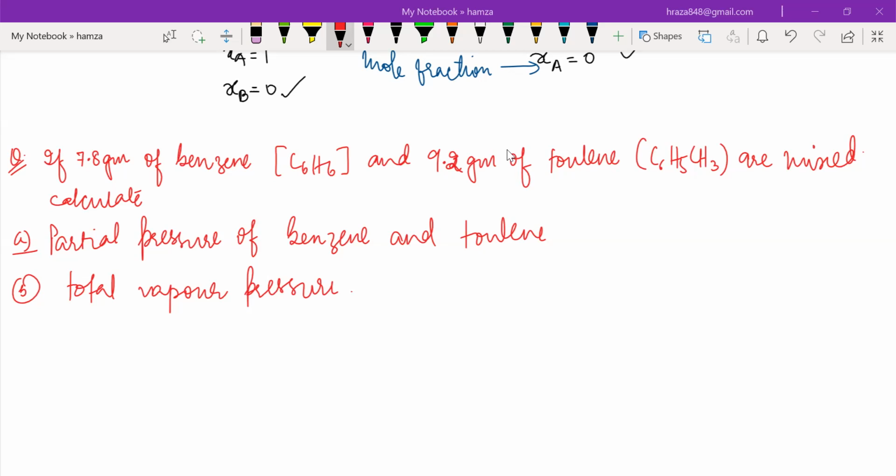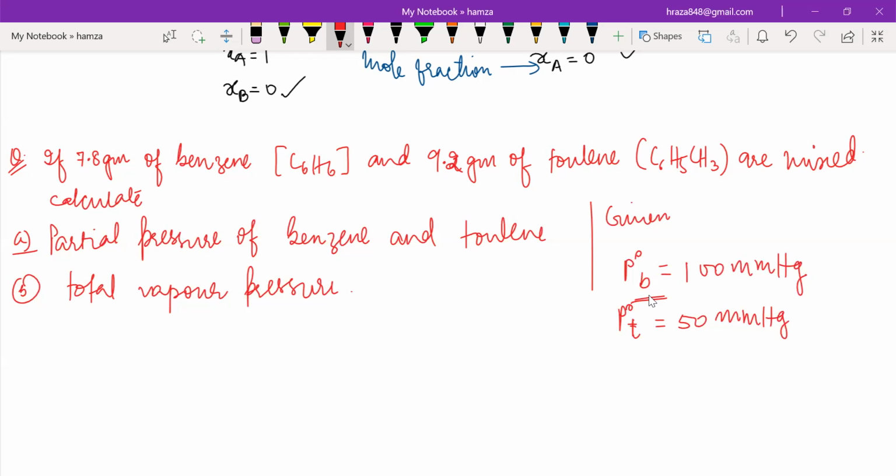Sir, is partial pressure of four... Wait a minute. The question is not complete. Sorry. P naught B is given as, and this is toluene for, and we cannot calculate without this.